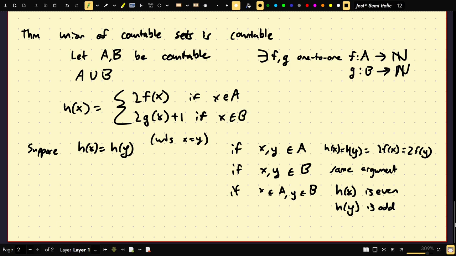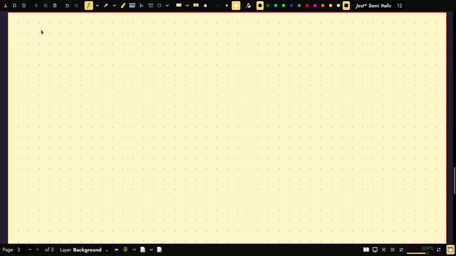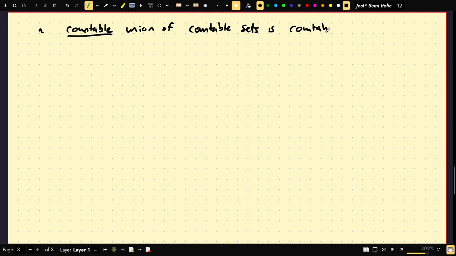So we did a union of two sets. A countable union of countable sets is countable. So what on earth is a countable union? Well, there exist uncountable unions. Consider this: the union for all x in the real numbers of the singleton containing x. Well, this is clearly equal to the real numbers. But we took a union here of finite sets. In fact, each set has one element. But the fact that we took an uncountable union gave us an uncountable set.